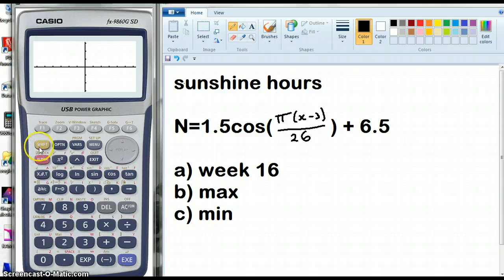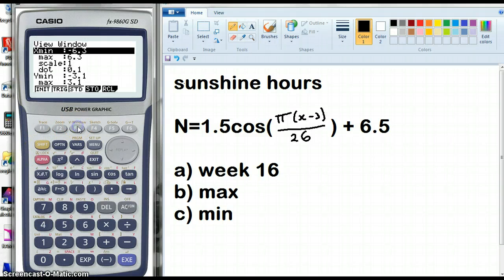Now shift view window. What you've got to realise is, in the context of the question, we're looking at weeks 1 to 52 in a year. So I'm going to go x minimum is -2, just so I make sure I can see the axes, and x maximum I'm going to go 53, just for the heck of it. So I've got 52 weeks. And then for my y minimum, I want to see my x-axis, so I'm going to go -1.